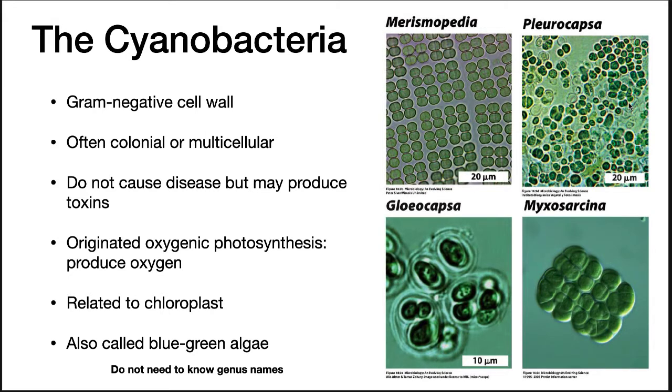The cyanobacteria have a gram-negative cell wall. They often grow in colonial or multicellular groups. While none are known to cause disease, they can produce toxins that can lead to deaths of animals and humans. They originated oxygenic photosynthesis, meaning a metabolism that produces oxygen, which led to a complete change in our atmosphere. Cyanobacteria are related to chloroplasts. They are also called blue-green algae.